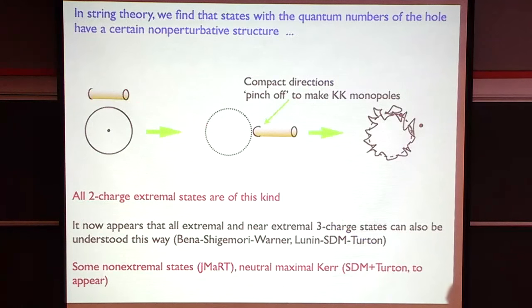Okay, so this is what I had already told you before. Things get pinched off. Let me just hurry through this. I already said this. The three-charge extremal, near-extremal story seems to be working exactly like two-charge. And in two-charge, all the states are like this. They can be made, and they can be quantized, and they give exactly the right number.